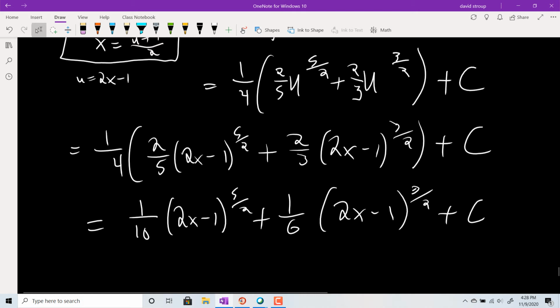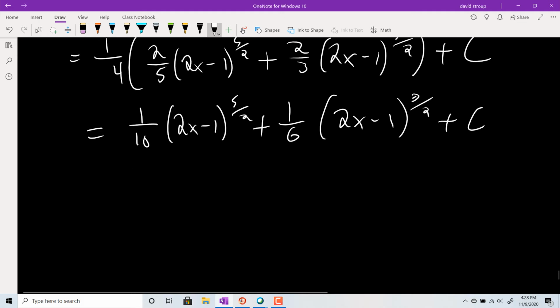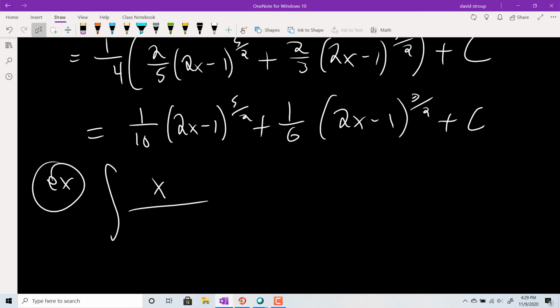Right. So these weird ones are weird for a reason. Okay, let's look at another weird one. Let's look at the sum in the book for fun. We have x all over the square root of 2x minus 1, dx.